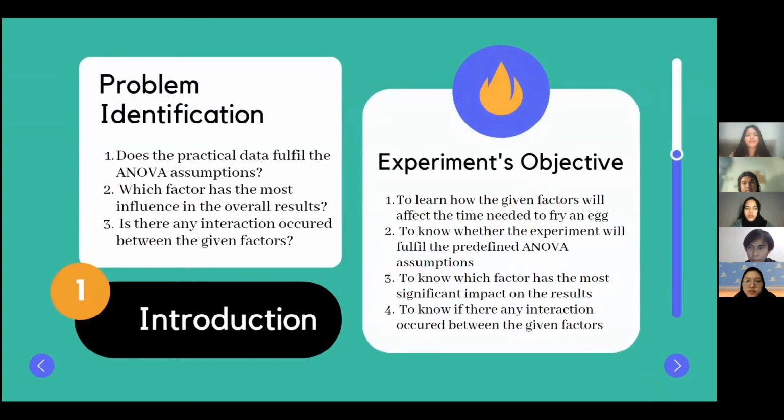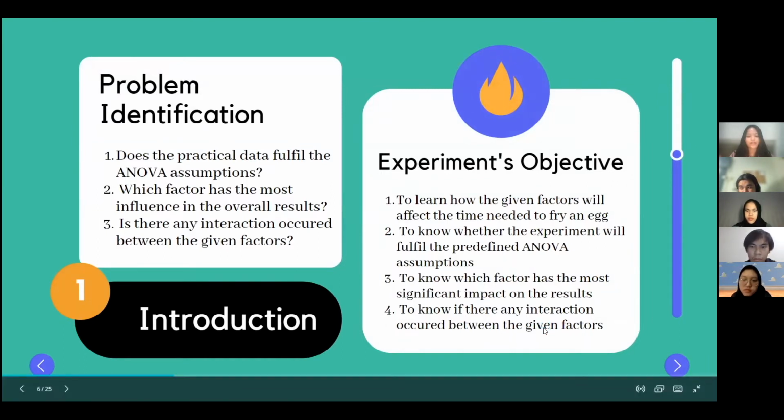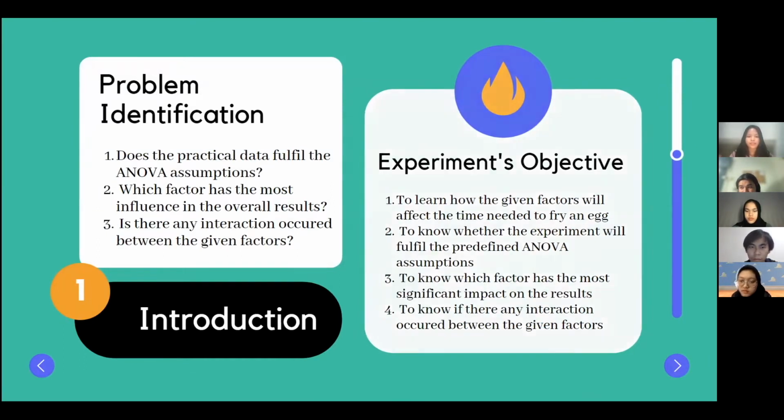For our problem identification, we need to find out: does the practical data fulfill the ANOVA assumption? Which factor has the most influence on the overall result? Is there any interaction between the given factors? For the experiment objectives, the first one, we need to learn how the given factors will affect the time needed to fry an egg. Second, we need to know whether the experiment will fulfill the predefined ANOVA assumption. Third, we need to know which factor has the most significant impact on the result. And the last one, we need to know if any interaction occurred between the given factors. Next.